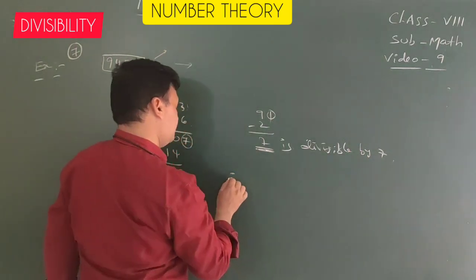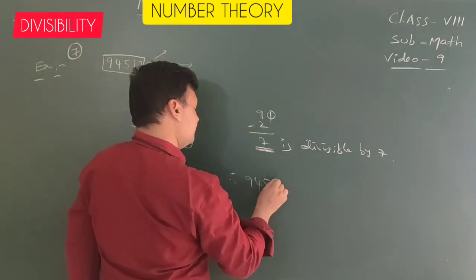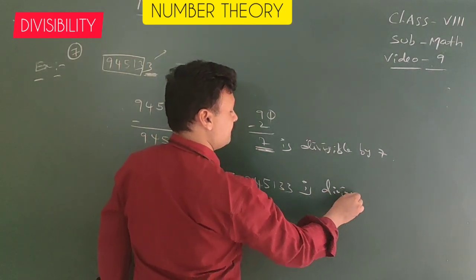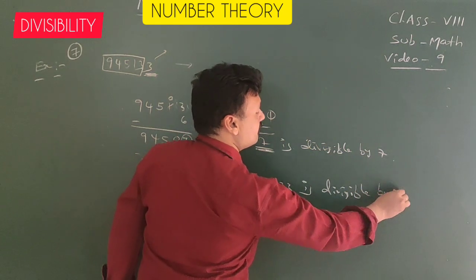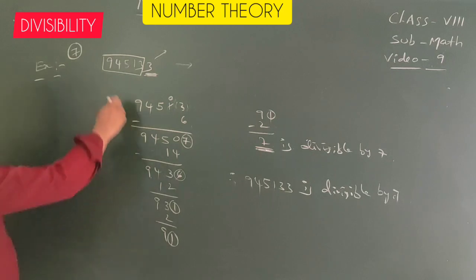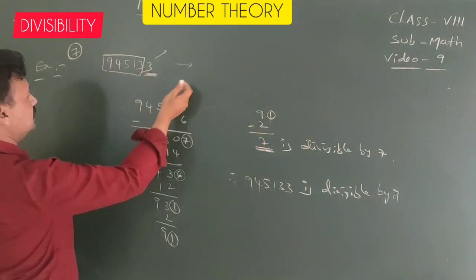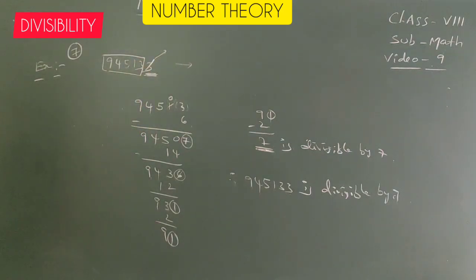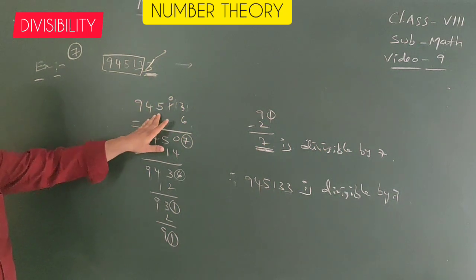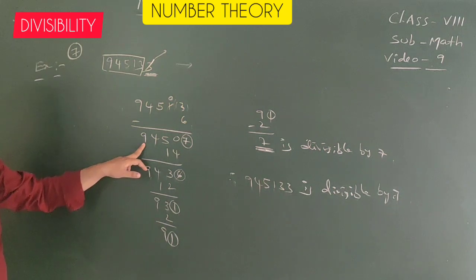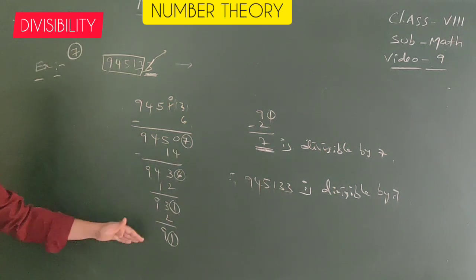7. Therefore, the given number 945133 is also divisible by 7. We were given 945133. We need to subtract twice the last digit from the truncated number. Here the truncated number is 94513. 94513 minus 2 times 3, that is 6, gives 94507. Repeat this process if necessary.